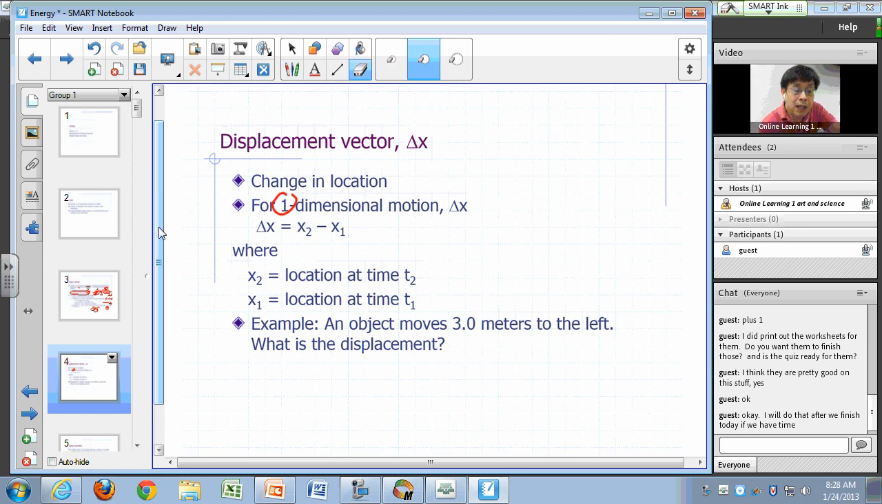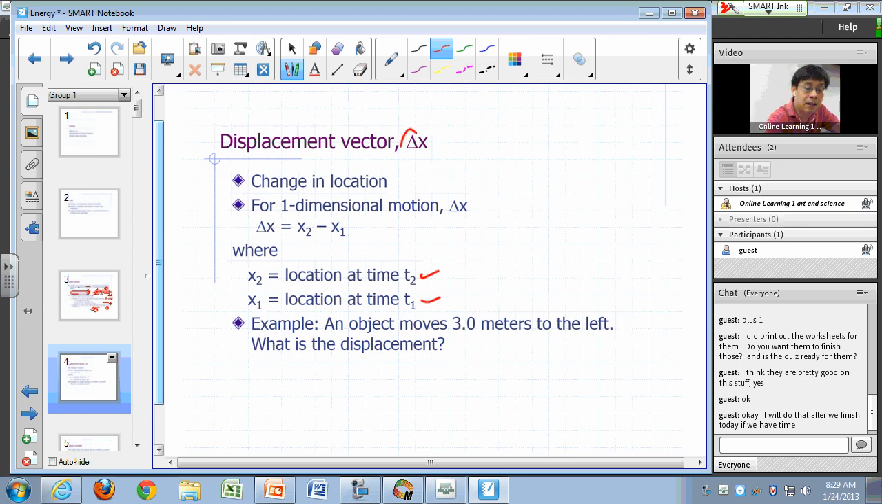So the displacement is defined as the difference in the final location, x2 in this case, minus the initial location. So x2 minus x1, that's called the displacement. Final location minus initial location. So you could say that x2 is the location at time t2 and x1 is the location at time t1.